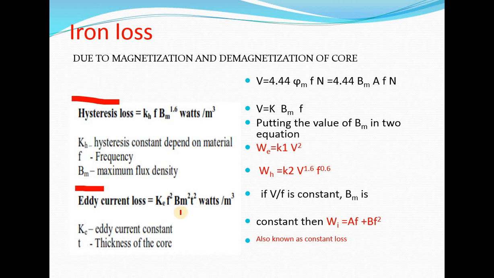This depends upon the frequency f, Bm the magnetic flux density, and t, the thickness of the core material. To reduce these eddy current losses, we generally laminate the core, so that we can reduce the eddy current loss. We laminate the core perpendicular to the flux.